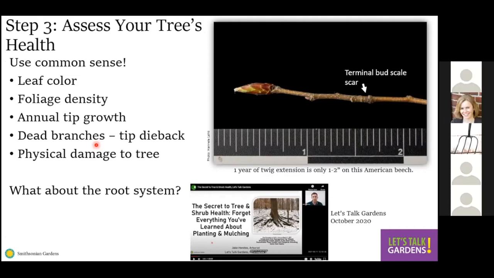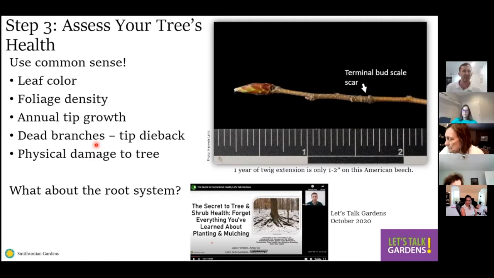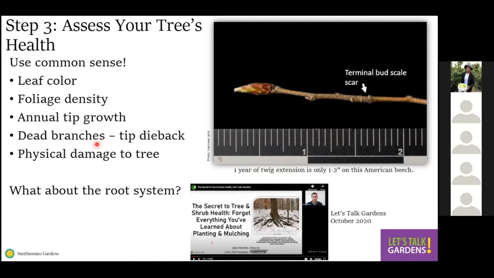Use common sense when assessing tree health. If the tree is dense, with lush, dark green leaves, and if it's growing quickly, it's probably doing pretty well. Once you start seeing yellowing, dieback, thinning of the canopy, slow growth, that's the time to slow down and consider whether it has health issues that need to be addressed first.